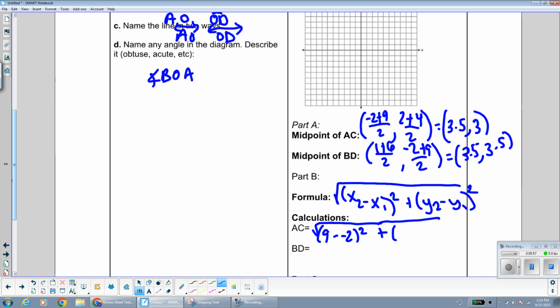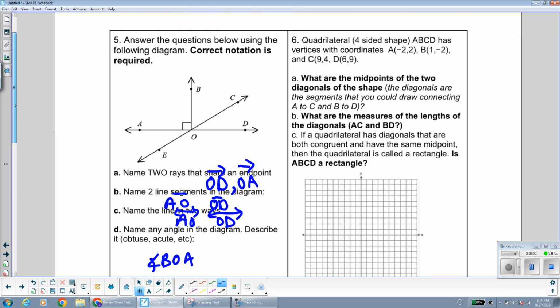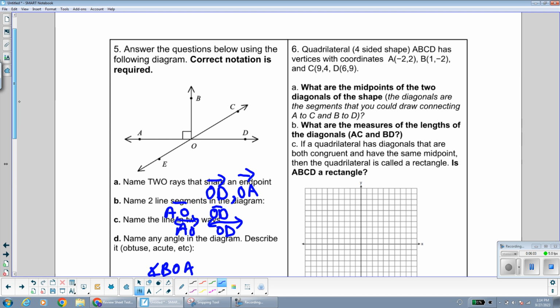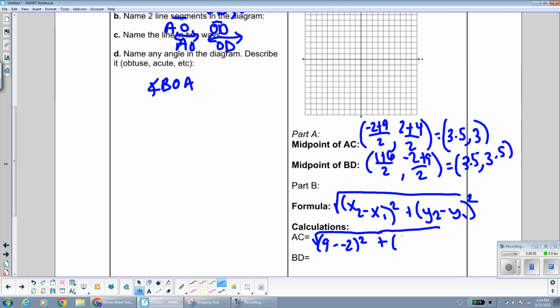Okay, and the y coordinates for A and C are 4 and 2. So that is 11 squared, which is 121, plus 2 squared, which is 4. So that is radical 126. Oh, sorry, 125. I can't add today. Radical 125. Please leave as a radical. Do not round unless the question specifically asks you to round.